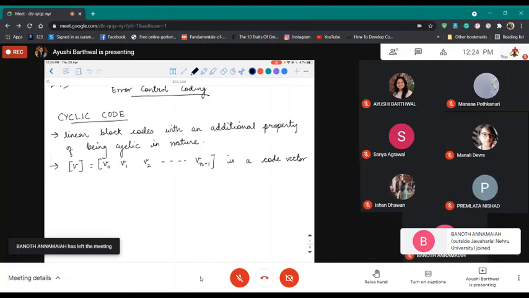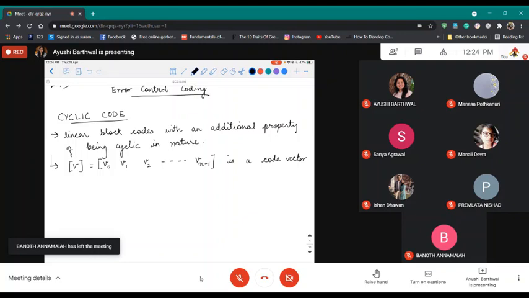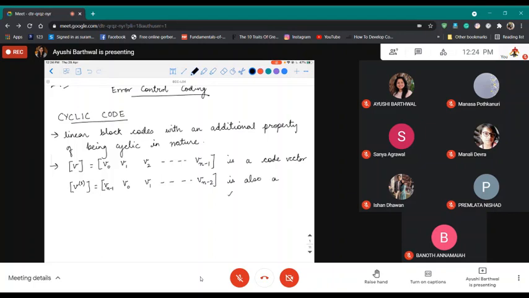So if this is a code vector V, and if I shift all the bits of this code vector by 1 towards right, that means here it has V0, V1, and the last term will be Vn minus 2, and the first term becomes Vn minus 1. So the new vector that is generated is also a code vector.